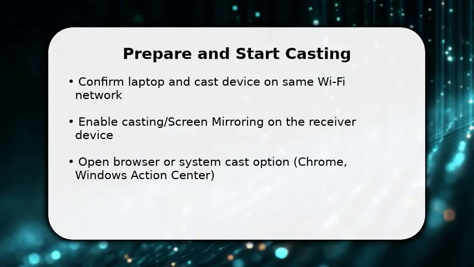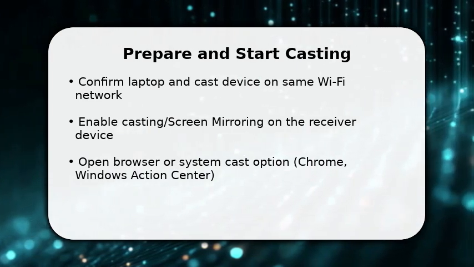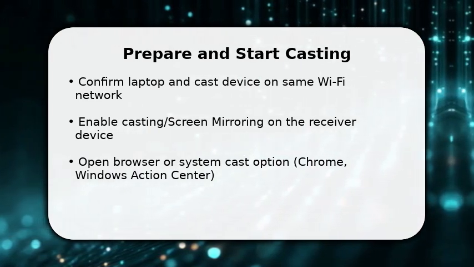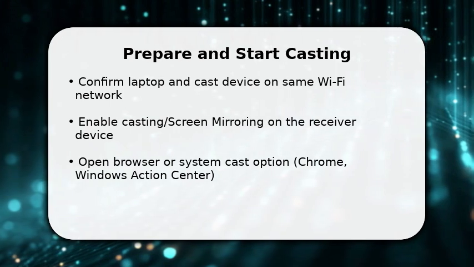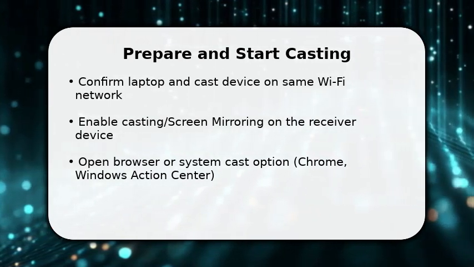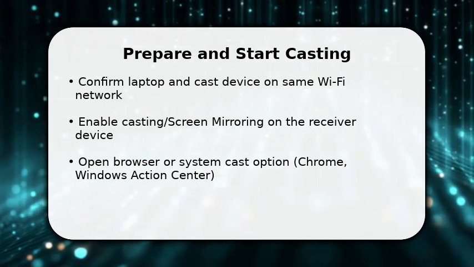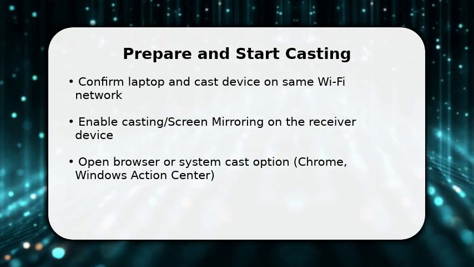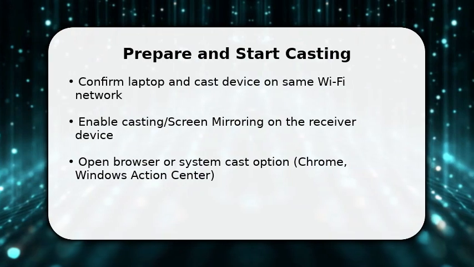You'll begin by getting both devices ready. Make sure your laptop and the cast receiver are on the same Wi-Fi and that the receiver's casting mode is enabled. Next, open the app you'll cast from or the system cast control. For Chrome, use the menu cast. For Windows, use Action Center Project Connect to a wireless display. Once done, you'll see available devices listed. Pick the receiver name to initiate the connection and start the handshake process.